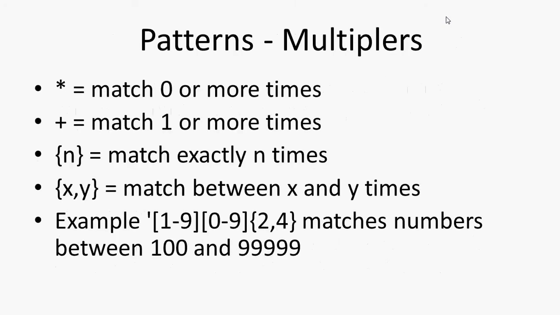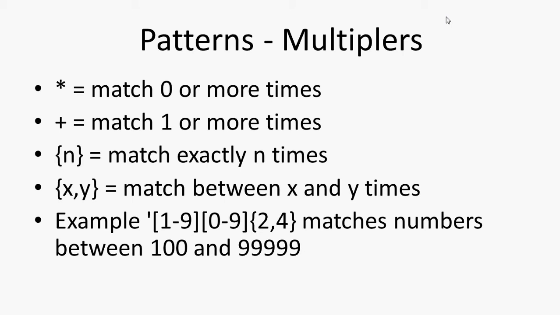So, the multipliers. I think they're called quantifiers on the regex site, but star means to match the preceding term 0 or more times. So use that quite a lot. And the plus matches it one or more times. And then if you want to be more specific, you can use curly brackets. A single number in curly brackets says match the preceding item exactly that many times. And two numbers in curly brackets separated by a comma means match between the first number and the second number.